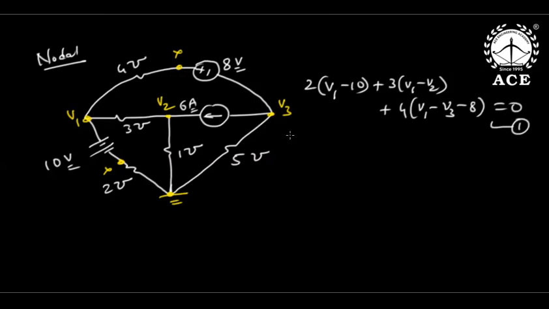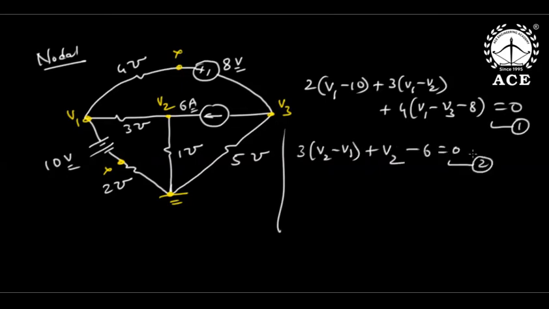Second equation. This is simple, 3 into V2 minus V1. This is 1 into V2. This is minus 6 equal to 0. And this is 5V3, plus 6, and this is 4 into V3 minus V1 plus 8 equal to 0. This is 5V3 plus 6 plus 4 into V3 minus V1 plus 8 equal to 0.